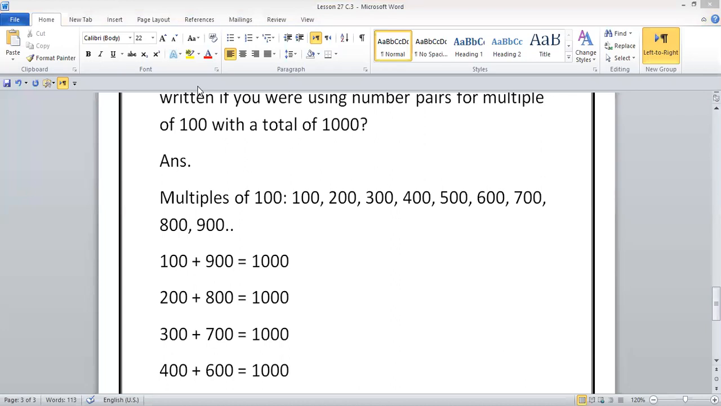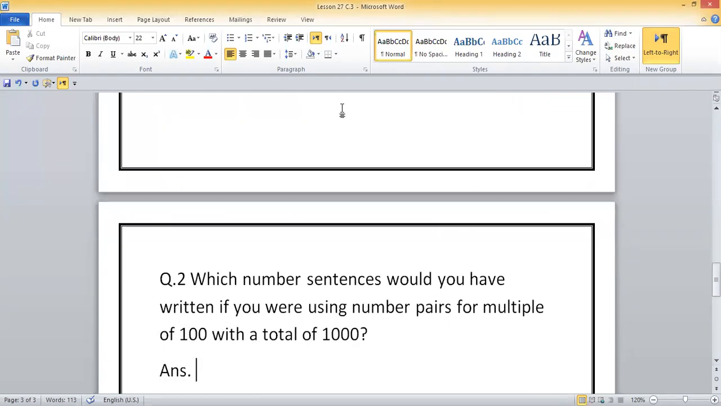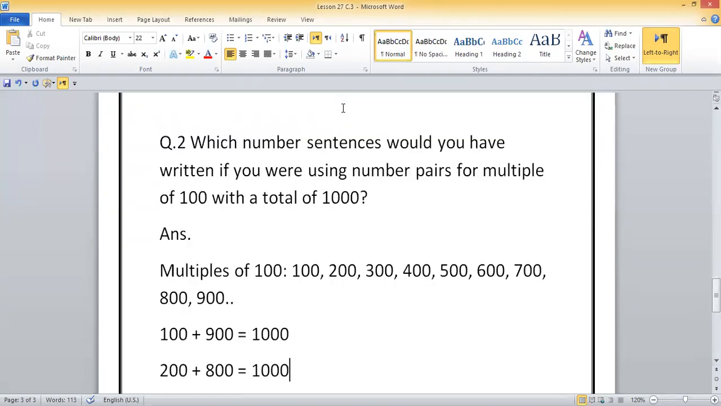The question was saying you have to use number sentences. I'm showing you the question. Which number sentences would you have written if you were using number pairs for a multiple of 100? This means which number sentence you write if you use number pairs which are multiples of 100 for a total of 1,000, right? So I write multiples of 100 for you. These are like 100, 200, 300, 400, 500, 600, 700, and so on.